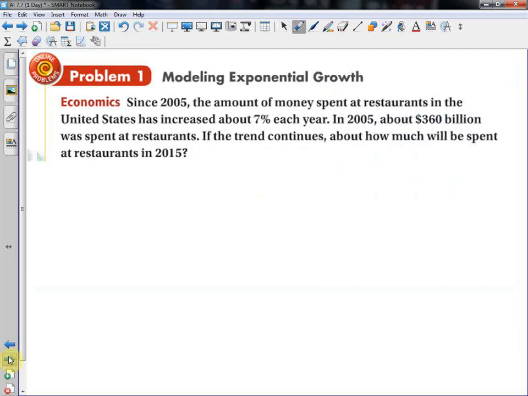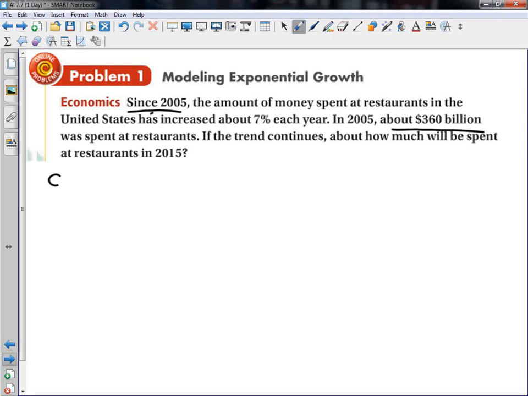It says, since 2005, the amount of money spent in restaurants in the United States has increased by about 7% each year. In 2005, about $360 billion was spent at restaurants. If the trend continues, how much will be spent at restaurants in 2015? Okay, a few things. Since they said since 2005, 2005 is my baseline. All right, 2005 is my initial population. And 2005, it says, was about $360 billion.